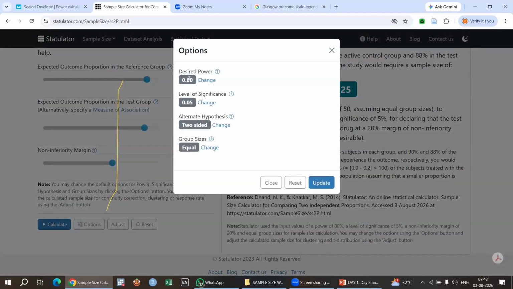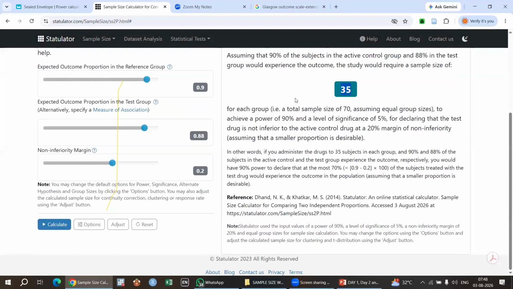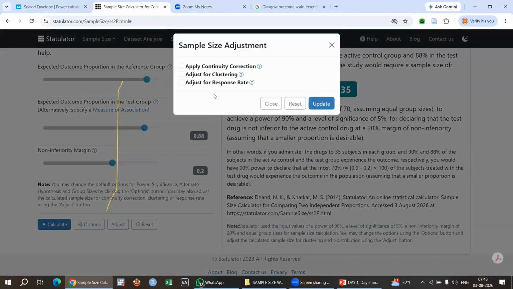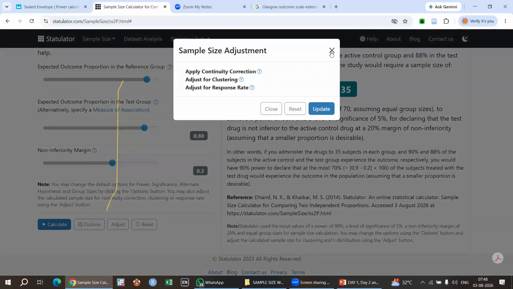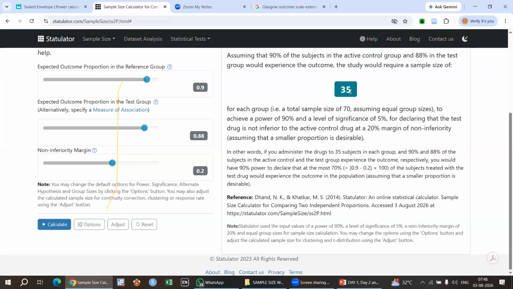Then option, please click this option, change it to 90%. It is the desired power, change it to 90%. Click option, then update. It is coming 35. Okay, so it's similar, but software can give a little bit different. So we have to adjust. There is no problem. There is the option we have done for 90%. Okay, 35. According to this, we got 35.